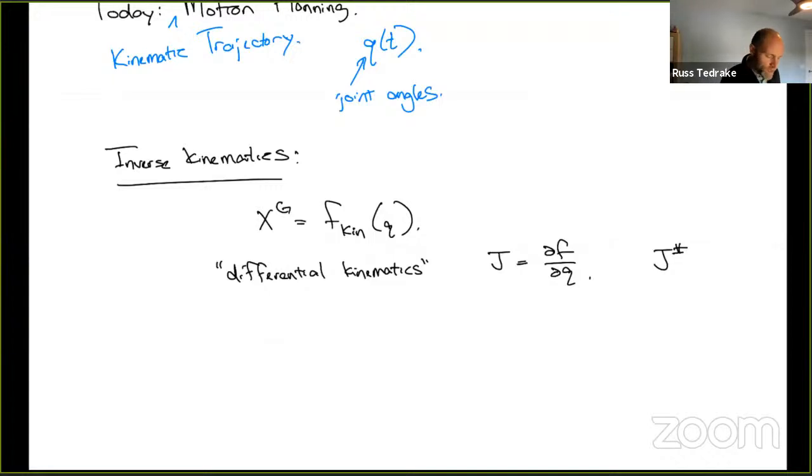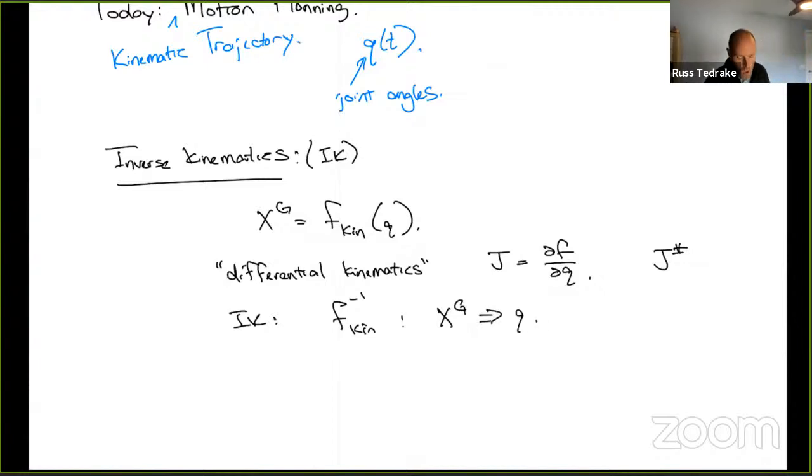So it's interesting that we solved part of the problem, but we skirted one of the really hard problems there, of actually solving for the inverse of this function. Inverse kinematics, IK, is talking about, in its simplest form, the inverse of this, which is going to be a map from something like the end effector poses to our joint angles.